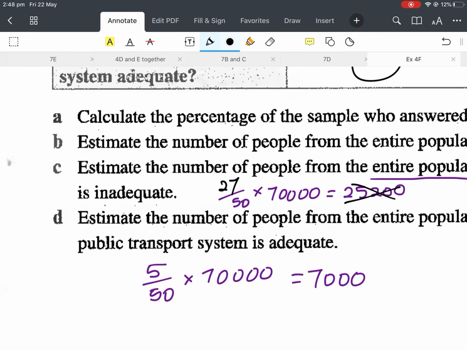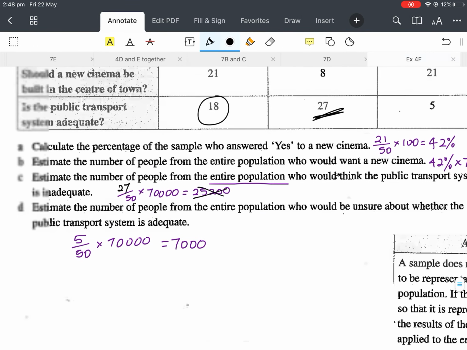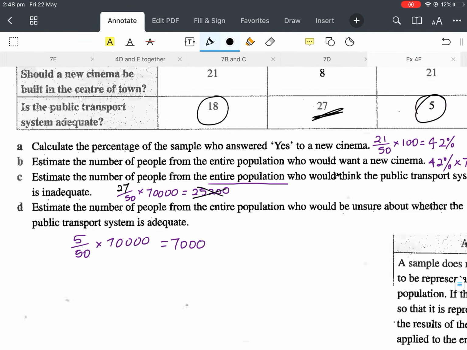All right, and then this one, estimate the number of people from the entire population who would be unsure about whether the public transport system is adequate. Well, then I take that number there, 5, and that one is definitely correct.